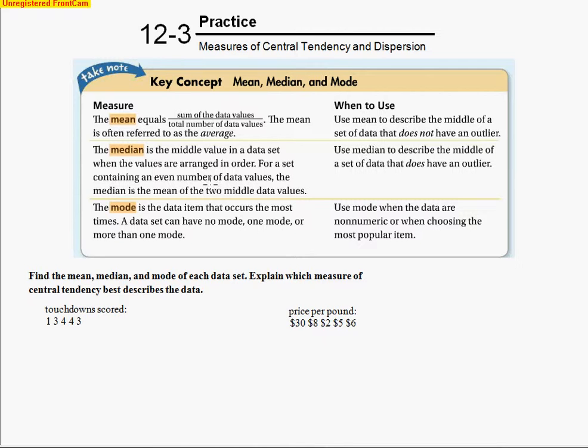And the mode is the most frequent. Sometimes we have no mode depending on the data set, and sometimes we are bimodal, which means we have more than one mode, if two numbers repeat and that is the most numbers that do repeat. So we use the mode when we have non-numerical values or when we're choosing the most popular item. So here the problems say find the mean, median, mode of each data set and explain which one you'd end up using, which of these three central tendencies we'd use.